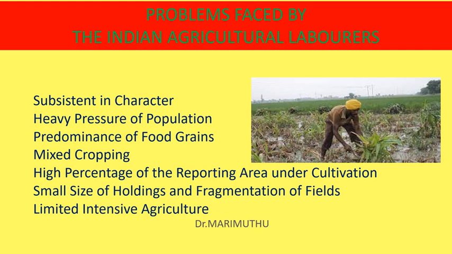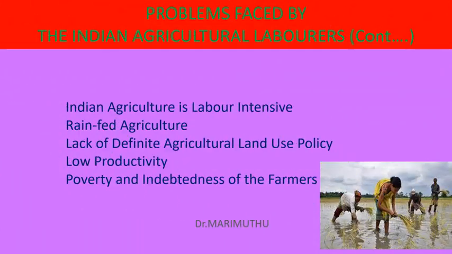Another is limited intensive agriculture. This is one part of the problems faced by Indian agriculture. The uncertainty of monsoon also comes under the problems faced by Indian agricultural laborers. Indian agriculture is labor intensive. Too many laborers depend on agriculture. It is also a labor oriented problem, as is rain fed agriculture. This is a kind of problem faced by Indian agriculture, and there is a lack of a definite agricultural land use policy. A proper policy is there, but the implementation is very difficult. Most important is productivity of yield. It is one kind of problem faced by Indian agriculture. And the last one is that poverty and indebtedness of the farmers is also a major problem faced by Indian agriculture.